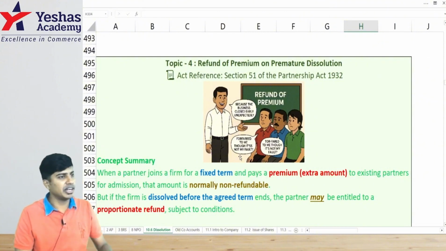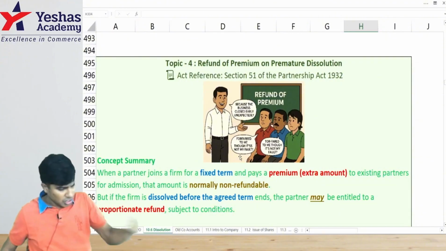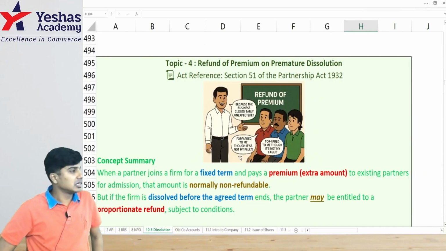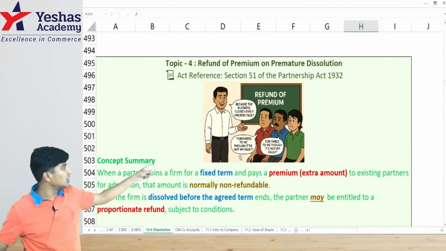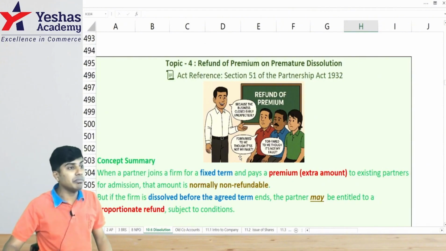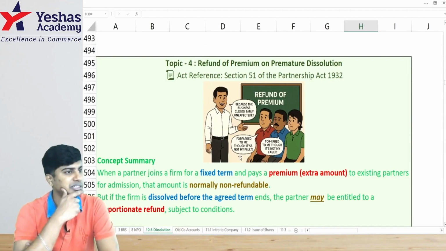After 3 years, if you wind up, I paid premium for 10 years. I would have paid only for 3 if you had told me this. I paid 10 lakh rupees assuming that the firm will stay for 10 years, as you promised. Now after 3 years, you are winding up the firm. I will say, give me back my money. I will ask, and the firm might have to pay sometimes. If the firm has to pay, that is called refund of premium on premature dissolution. This is regulated by section 51 of the Partnership Act 1932.